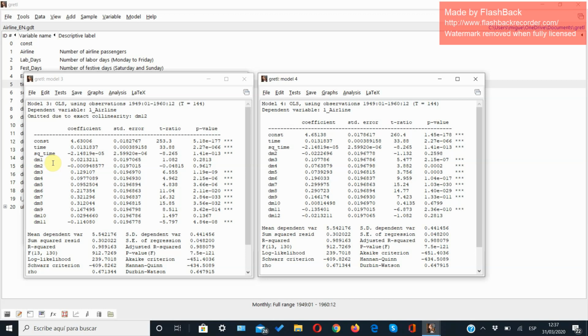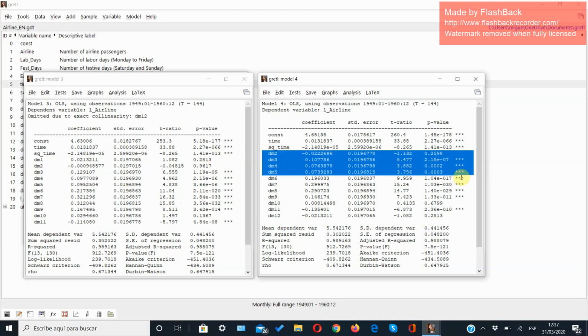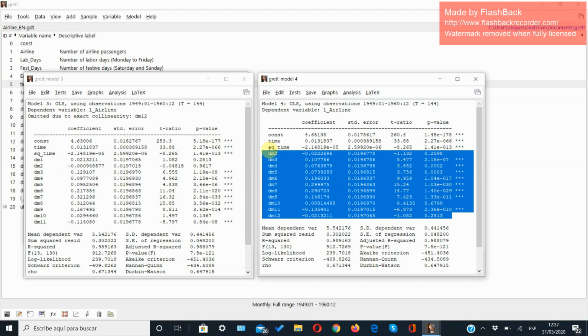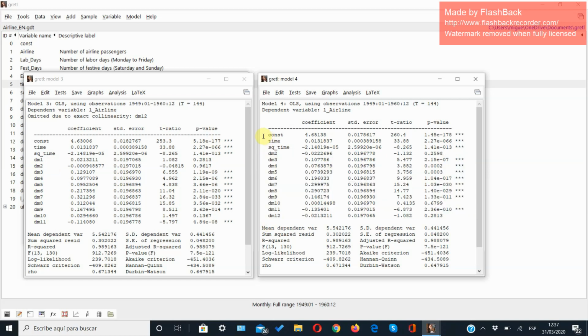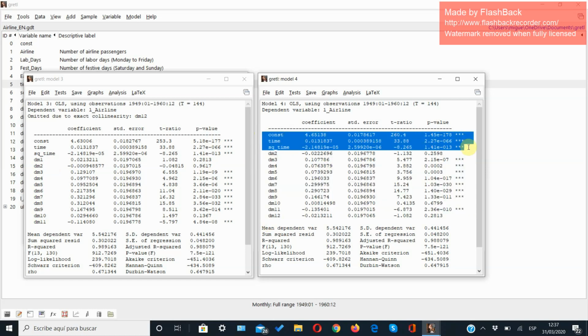What is the difference between both? The difference is in the baseline value. Note that if I am in January, these 11 variables will be equal to 0 because they correspond to other months. So the model for the trend, in this case, will provide us the expected level for the value of log airline in January.